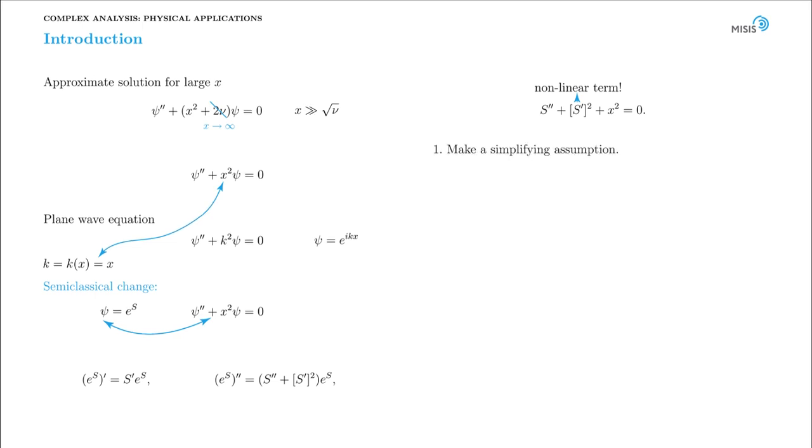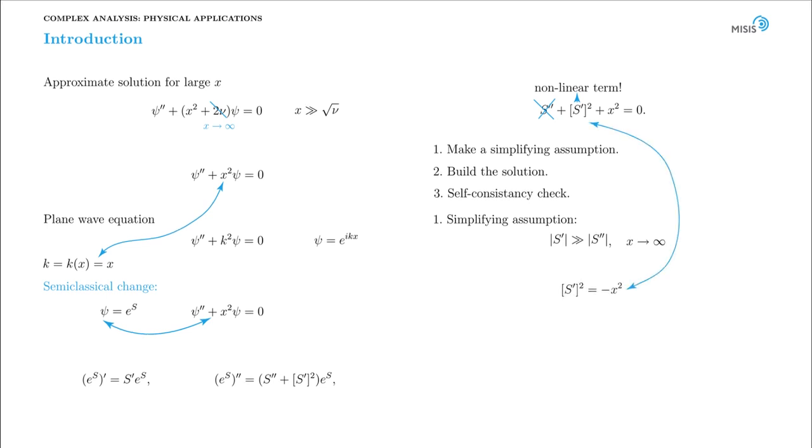Step 1. Make a simplifying assumption. Step 2. Build the solution based on this assumption. Step 3. Check if this assumption is preserved by the found solution. So here is our simplifying assumption. Suppose that the first derivative is much greater than the second one at large x. This assumption allows us to drop the term with the second derivative, and the equation immediately becomes trivial. We solve it for s.